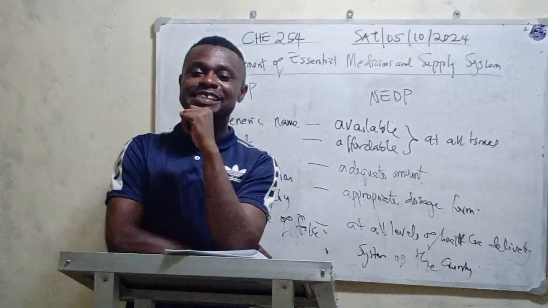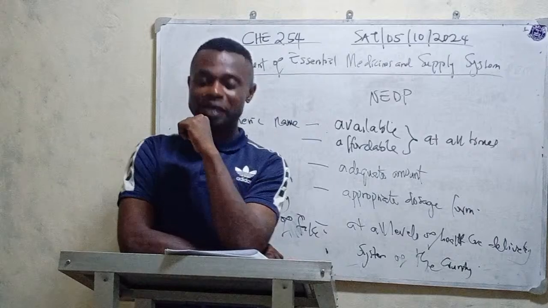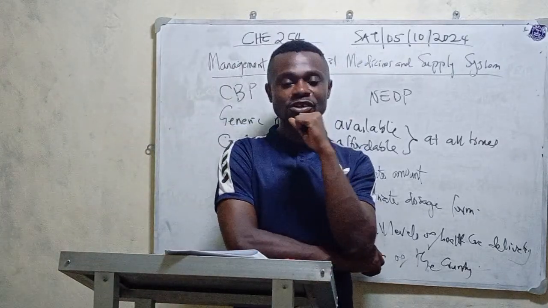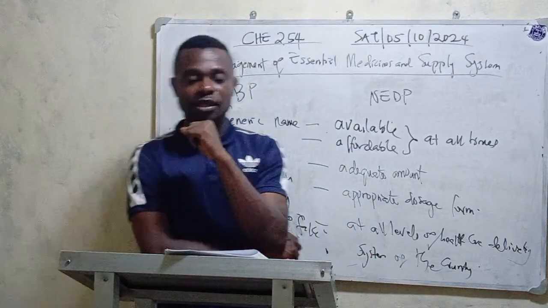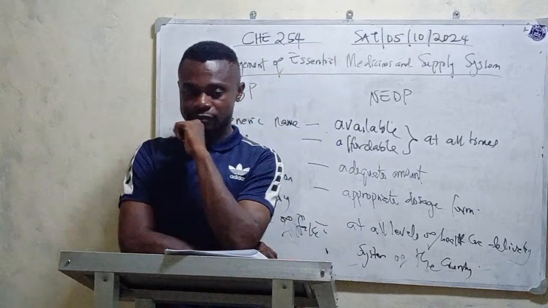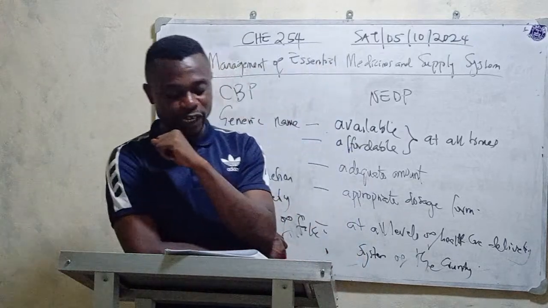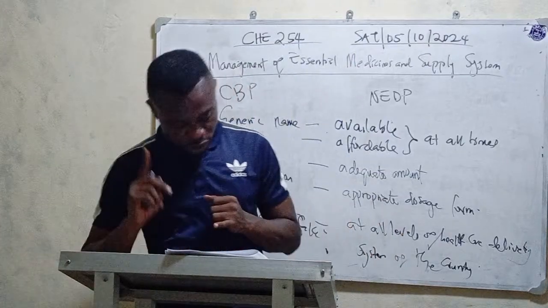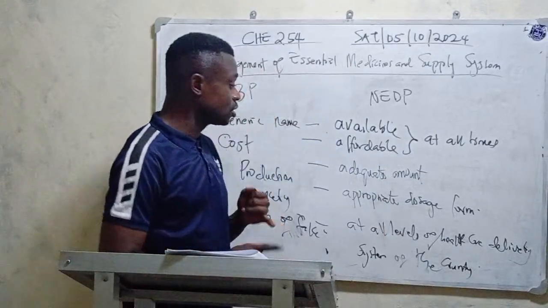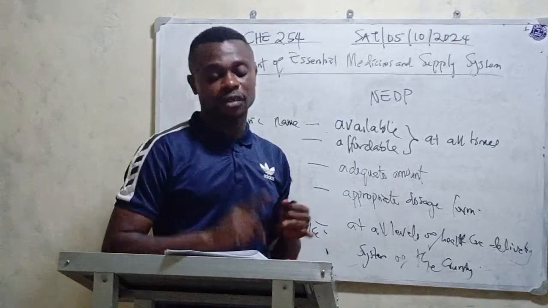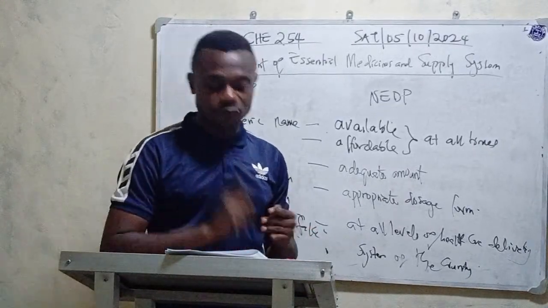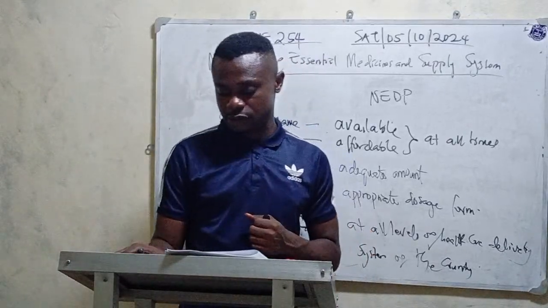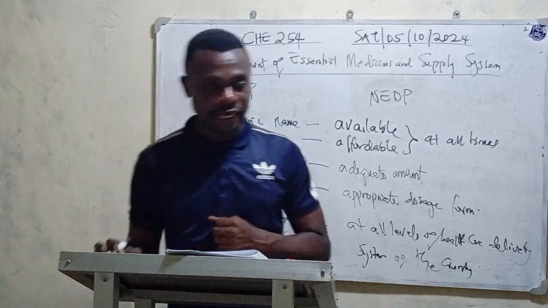The first one is selection of these essential medicines, essential drugs. Followed by, if you select, the next is to order: selection, ordering. The next one is stocking, and the next one is issuing and using of essential drugs. First is selection. Second is ordering. Third is stocking. Fourth is issuing and use of essential drugs.